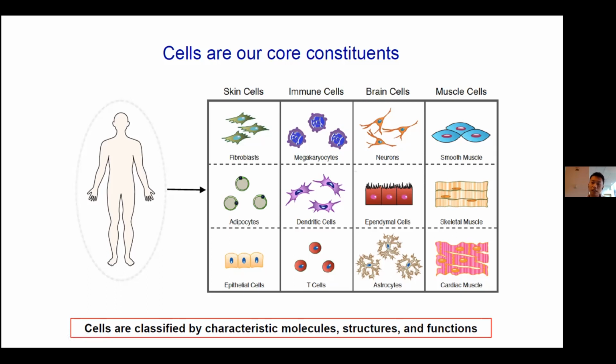And for us to have strength, we have skeletal muscles, like here, very close to our bones. And for our heart to function properly, we have cardiac muscles. So as you can see, these examples truly show that our body is very complicated, with lots of different cells. So understanding those different cells is very important for us to stay healthy and to really understand the biology and mechanisms inside our body.